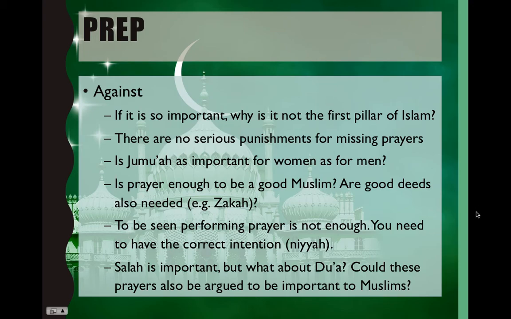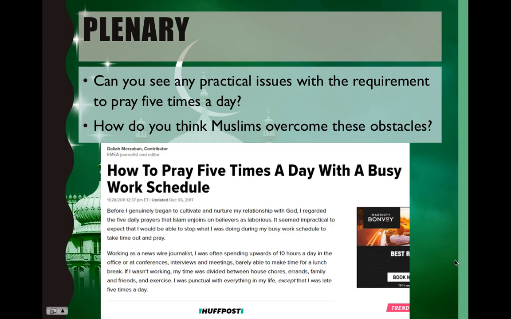Okay, and again, performing prayer is not enough. You also have to have niyyah, so maybe niyyah itself, the right intention for all of the pillars, is more important than prayer itself. And salah is important, but what about dua? Okay, could personal prayers be argued to be just as important? So lots of arguments for and against there, and practical issues.